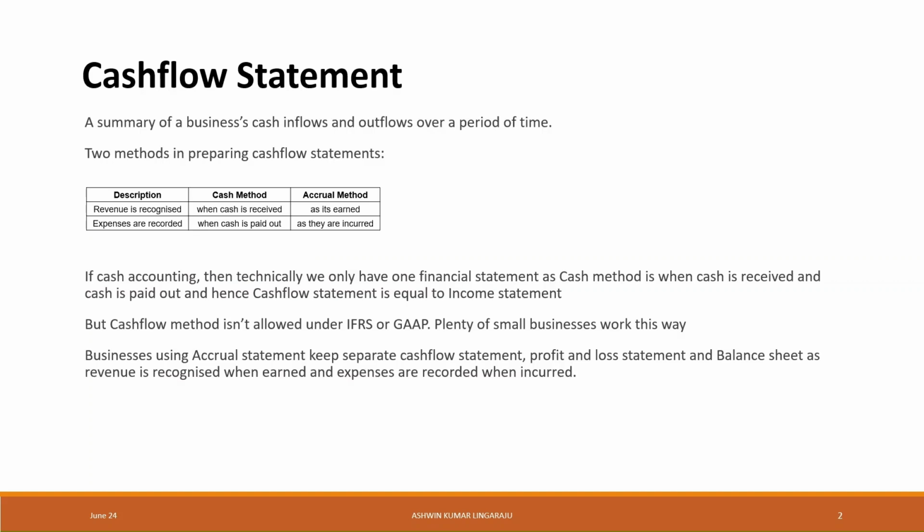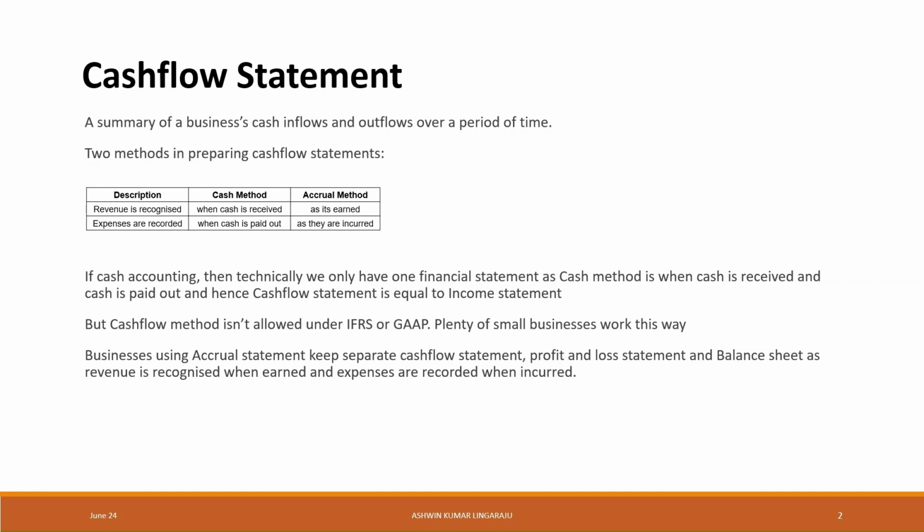So what is a cash flow statement? It's a summary of business cash inflows and outflows over a period of time. There are two methods in preparing cash flow statements. As we discussed as part of income statements, we have the cash method and the accrual method of accounting. In the cash method, revenue is recognized when cash is received and expenses are recorded when cash is paid out. Whereas in the accrual method, revenue is recognized as it is earned and expenses are recorded as they are incurred.